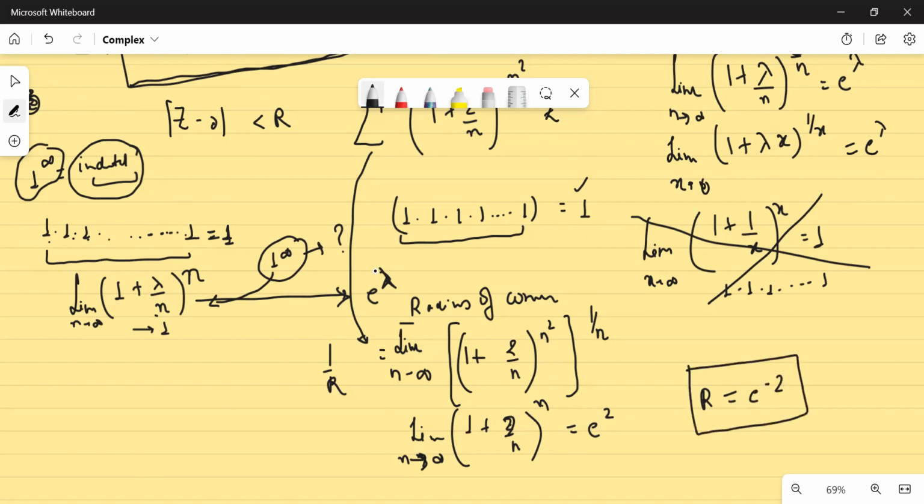Okay. So where this series would converge? This series would converge for mod z minus 0 less than r. R is e raised to power minus 2. Are you getting my point till now?